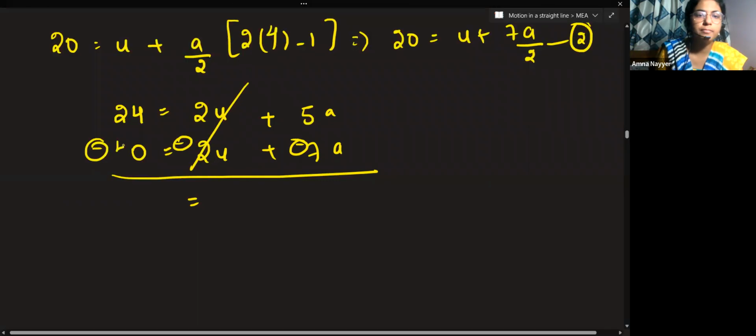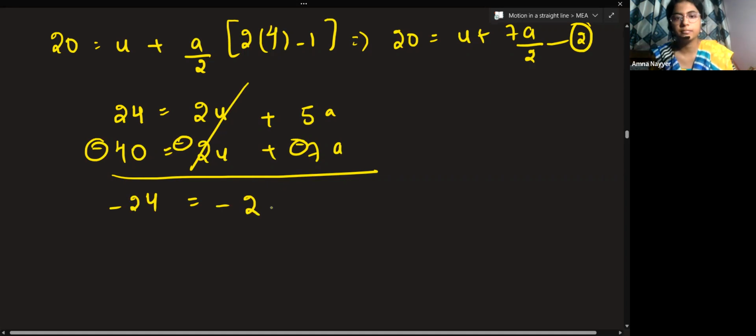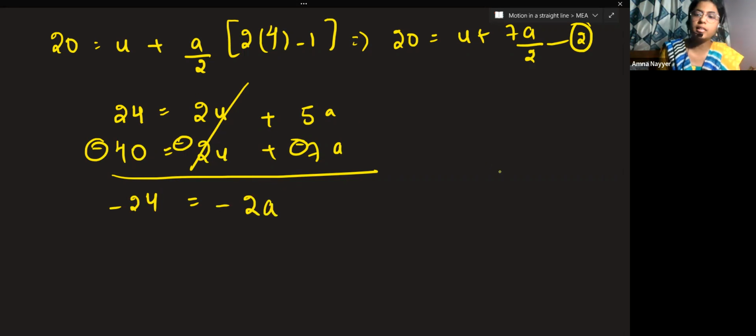This will also be 40. Now you can write. So 40 minus 24 becomes what? That becomes minus 24. And here you have this minus 2, you got cancelled. So this becomes minus 2a. This much is left, right? Fine, clear?